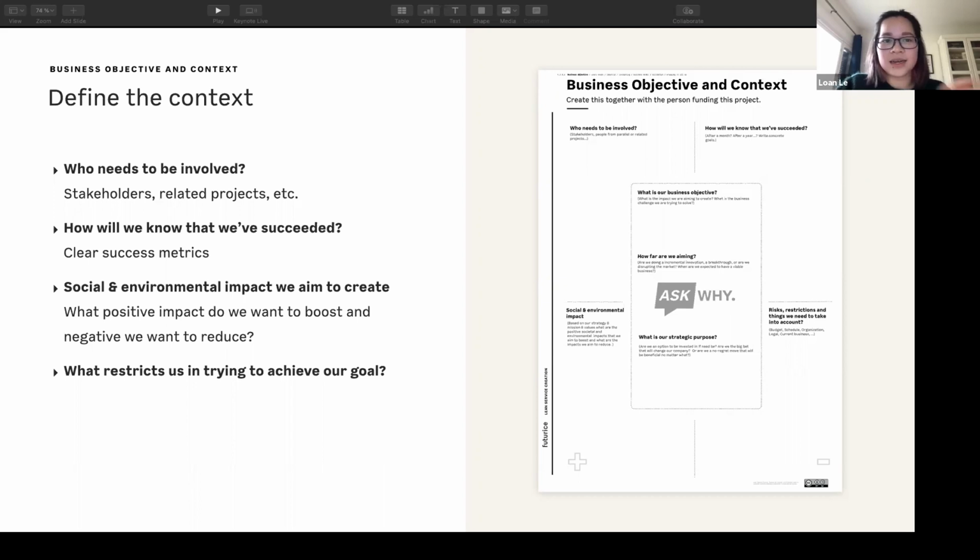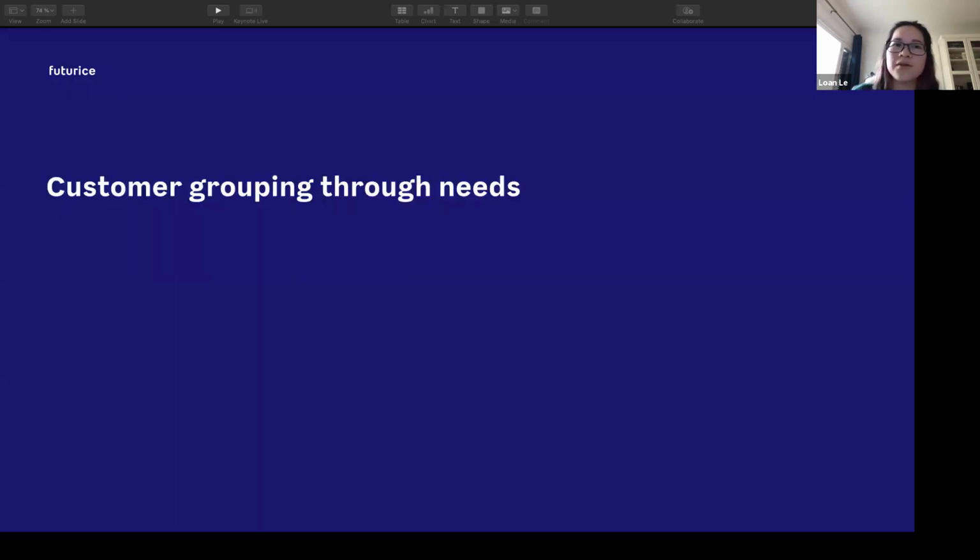Last but not least is to identify your risks and restrictions. And this will help you assess the viability of your business idea. So now that you have your business goal in place, the next step is to get a better understanding of your customer, their needs and wishes.